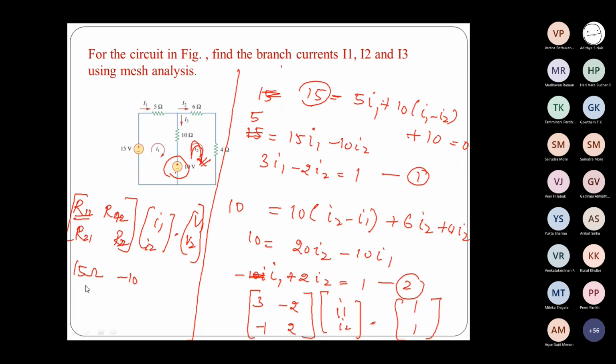Ma'am, why 15? Why 15? R11 is the sum of the resistances in loop 1. So for loop 1, it is 5 and 10. There are two resistors in loop 1, right? So 10 ohms plus 5 ohms, it is 15 ohms.